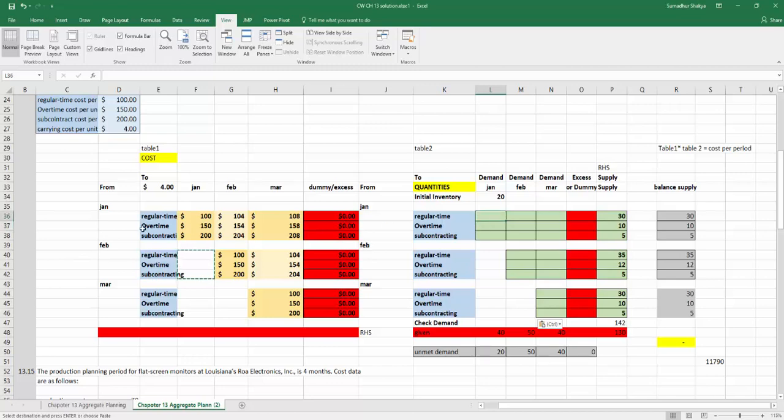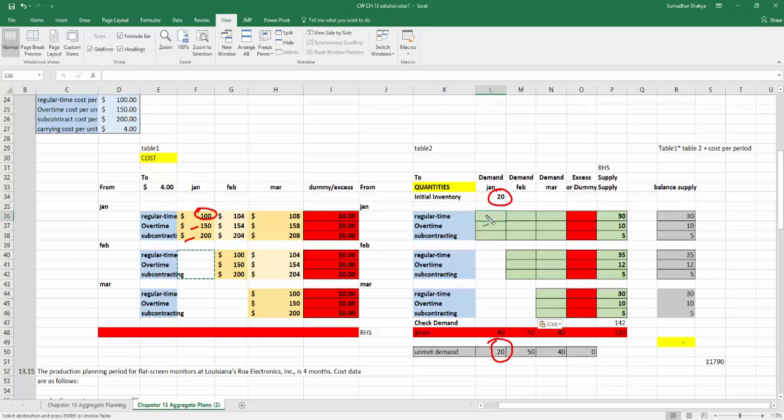Now in this case, the cheapest option in the month of January, if we were to make it regular time, will cost us $100. If you make it 150 or subcontracting, it'll cost us even more. So let's allocate to the cheapest cost, which is $100, as much as possible. How much is demanded? Demanded is 40. We already have 20 on hand, so the leftover demand is 20. So let's allocate 20 here.